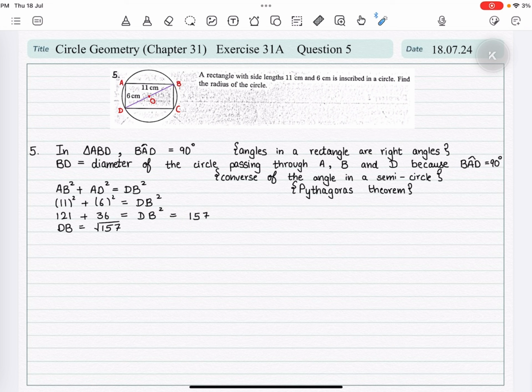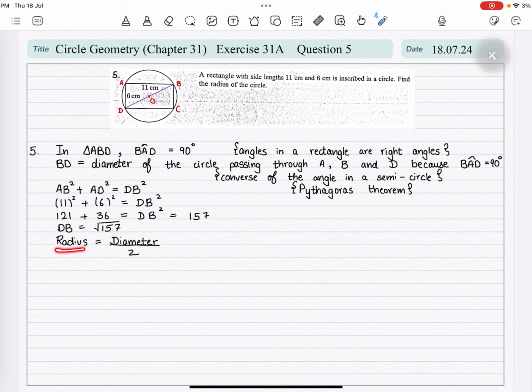We don't have to calculate root 157 by itself because we have to divide it by 2. If you solve root 157 first, then you won't get the exact value. So you just insert root 157 as the diameter instead of solving root 157 first.